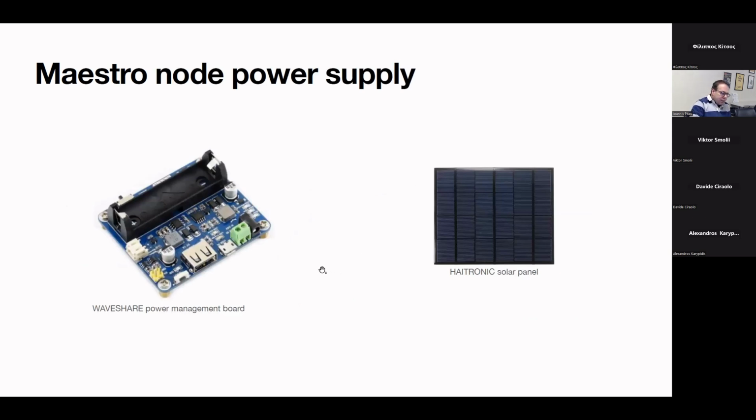For the power management, we have integrated solar panel and power management unit, which has a rechargeable battery. And here the challenge is to properly configure this circuit such that it will be possible to recharge the battery in periods that we would have sunshine.